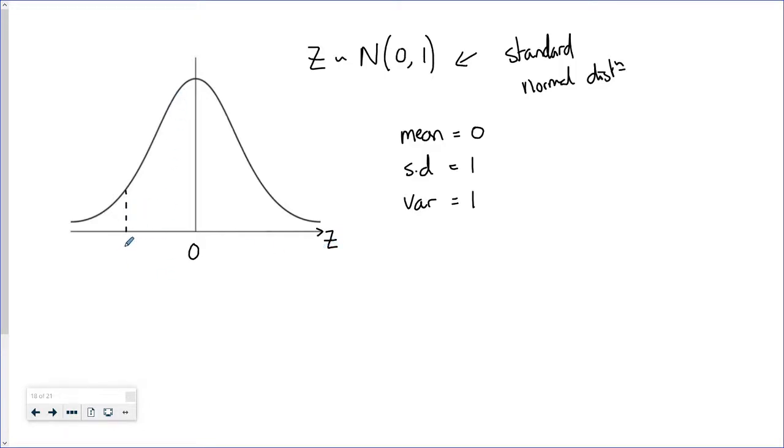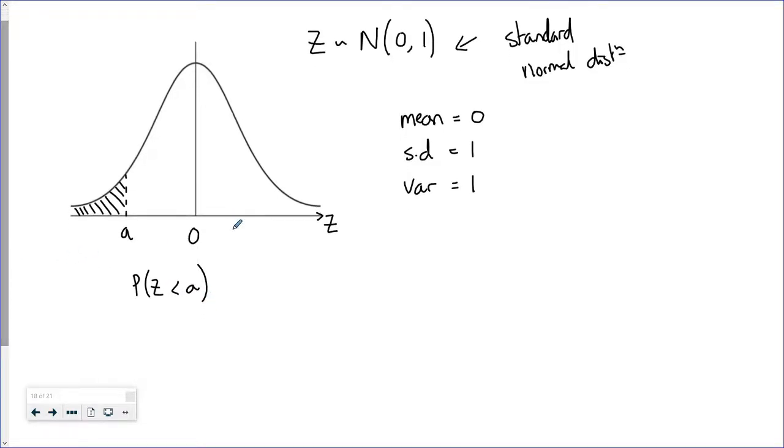Some notation that you need to know is if you've got a value A here, and we want to work out the probability of Z being less than A, we could write that as the probability of Z being less than A, obviously, and we could work out what that is using inverse normal on our calculators. But you can also write this as phi of A. So phi of A is the probability of Z, our standard normal variable, being less than A.